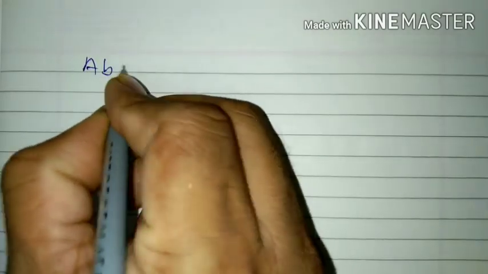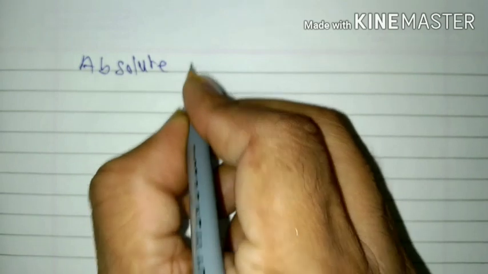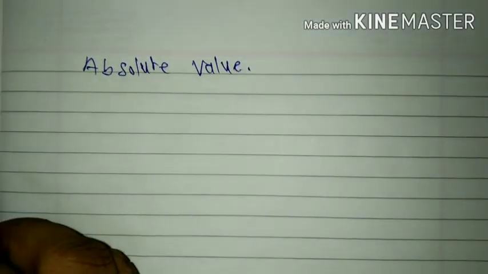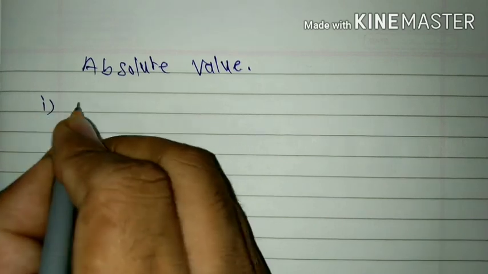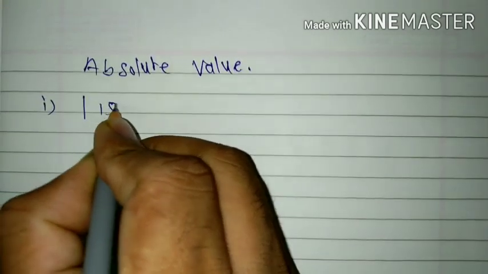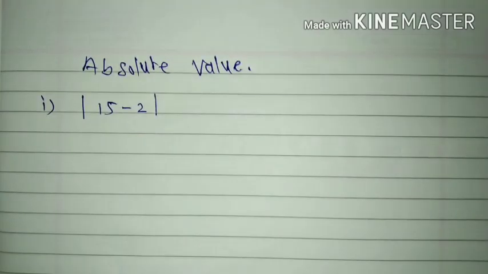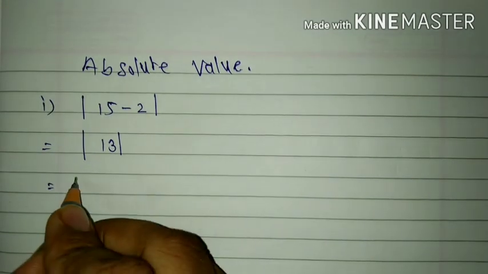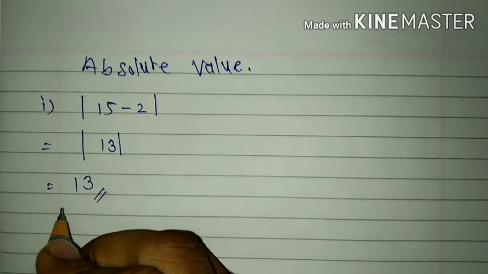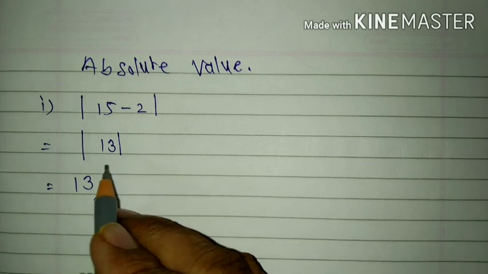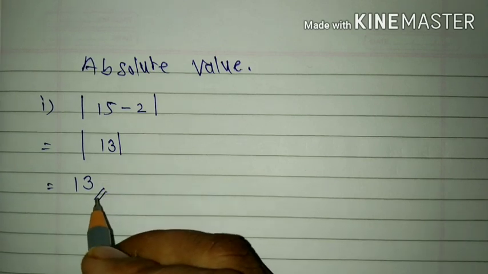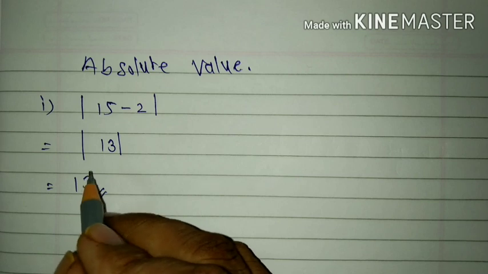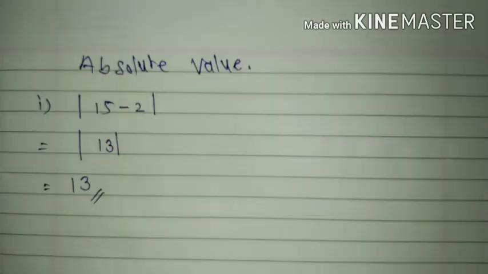The last term of the chapter is absolute value. That is absolute value. This one is very simple. I am taking one sum first. It is mod of 15 minus 2. So is equal to mod of 15 minus 2, that means 13, and the final answer is 13. Okay, absolute value, that means just magnitude, और जिसको हम लोग बोल सकते हैं मॉडुलस. इसमें कोई भी साइन नहीं रहता, प्लस माइनस कुछ भी साइन नहीं.